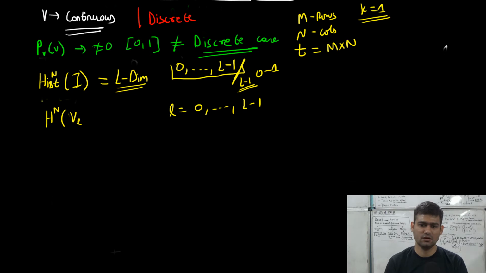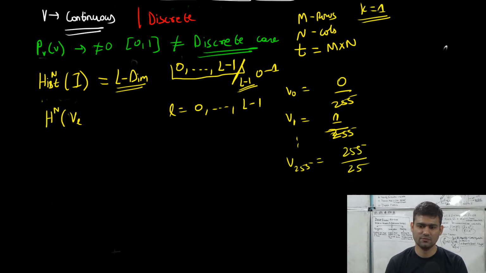So V of 0 is simply 0 over 255. V of 1 is simply 1 over 255, and so on. V of 255 is going to be 255 over 255, if L is 256, which is usually the case when we are using 8-bit images.